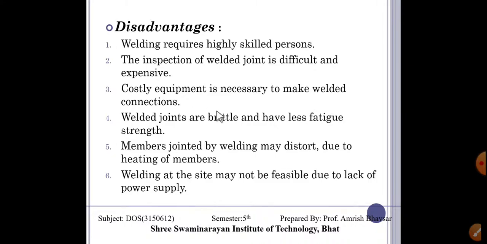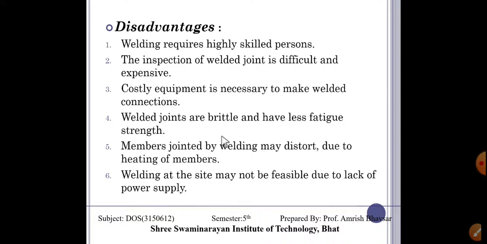Number three, costly equipment is necessary to do the welding. For the welding connection, there should be an electrode, and with that welding equipment is needed. So it is very costly as compared to bolted connection, because in bolted connection we need only bolts and nuts for that.